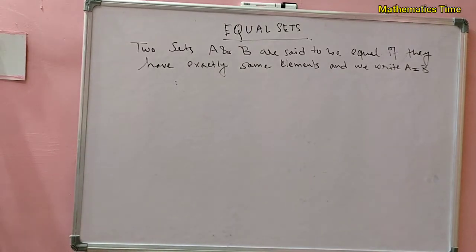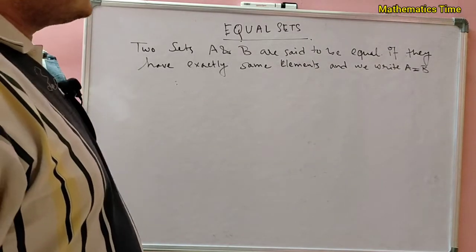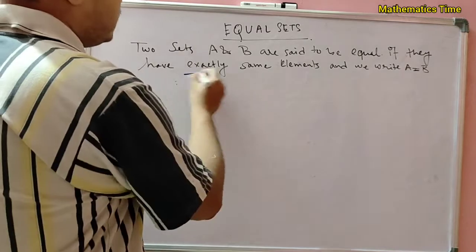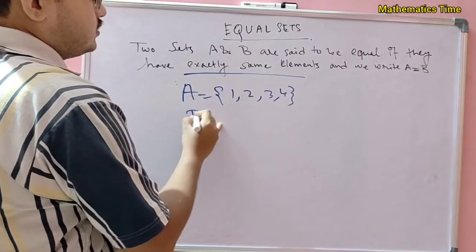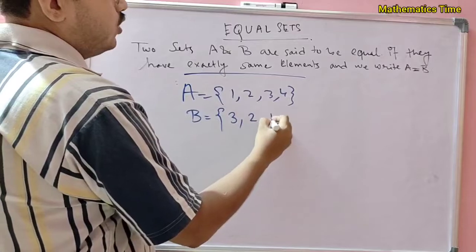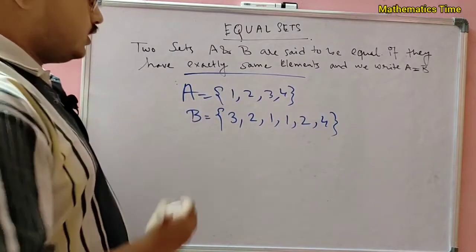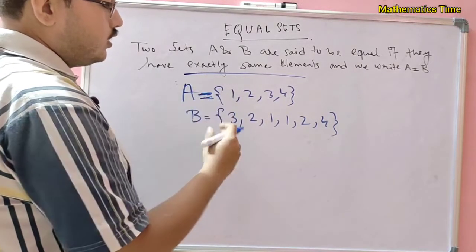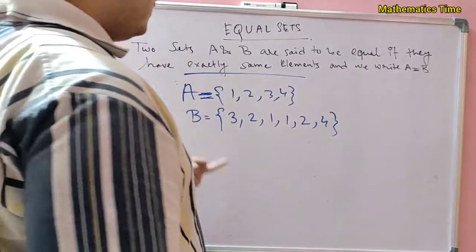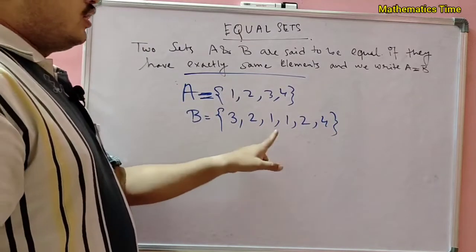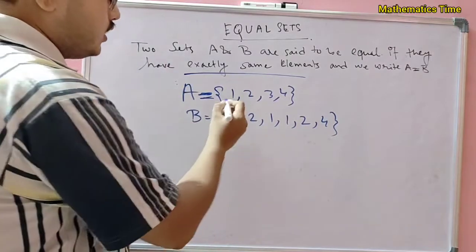Two sets A and B are said to be equal if they have exactly the same elements, and we write A equal to B. Let us take a set A 1 2 3 4, and a set B 3 2 1 1 2 4. Are those equal? Yes, they are definitely equal, because in a set neither repetition nor order affects the set. If you repeat the members, that doesn't mean the set is larger. All the elements should be distinct, like 1 2 3 4.